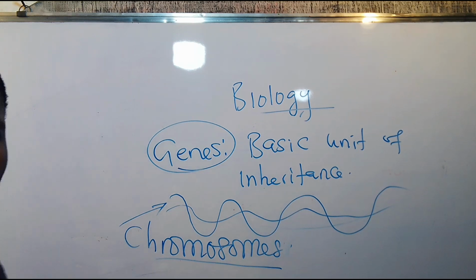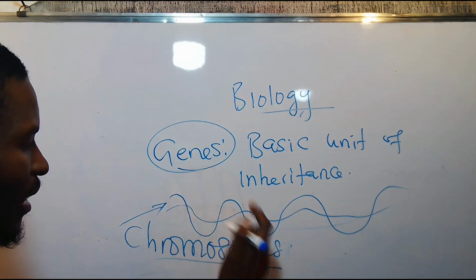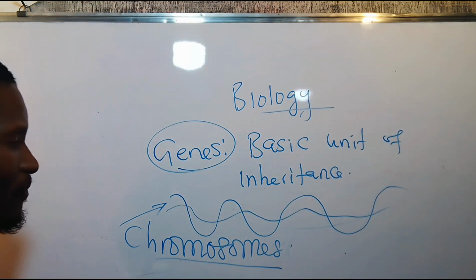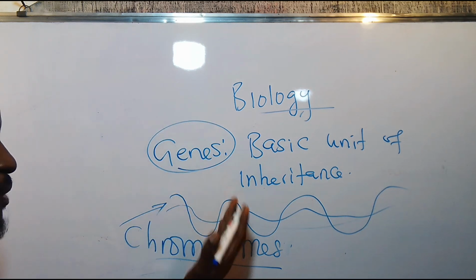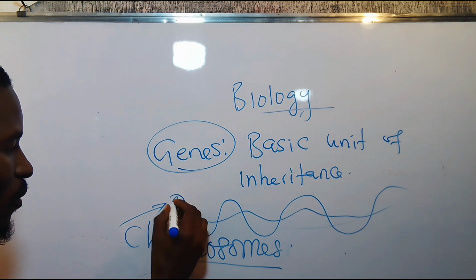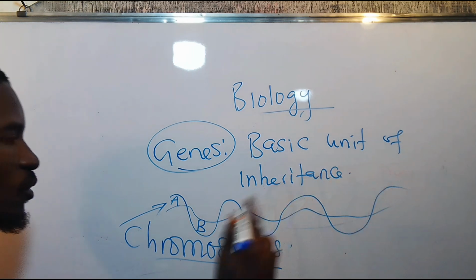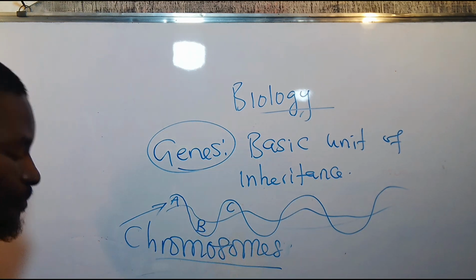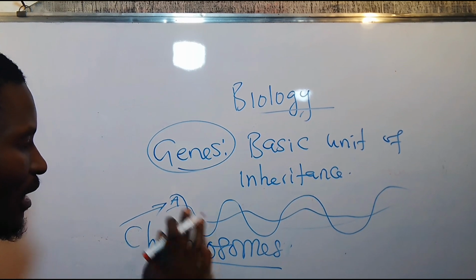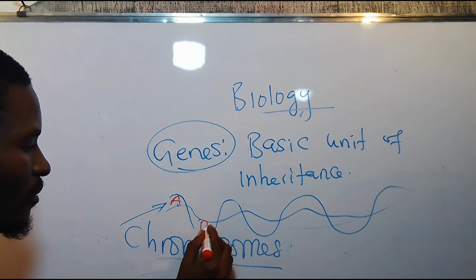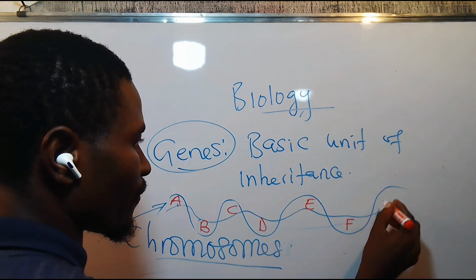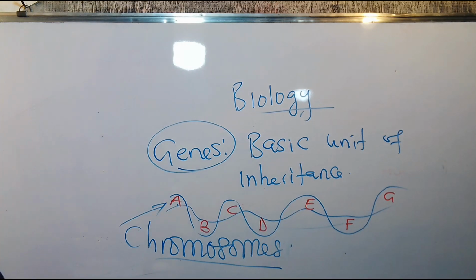We have something we are calling the chromosome. The chromosome is more like a thread-like structure. And on every segment of the chromosome, let's say we have some representational letters, like A, B, let me use red one. We have something like A, B, C, D, E, F, G.